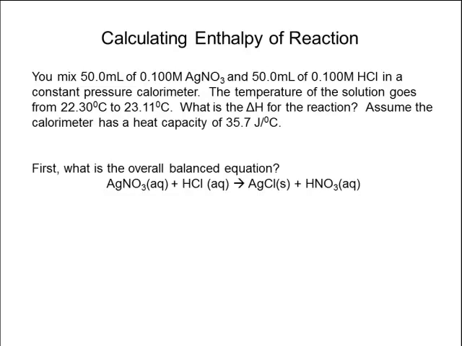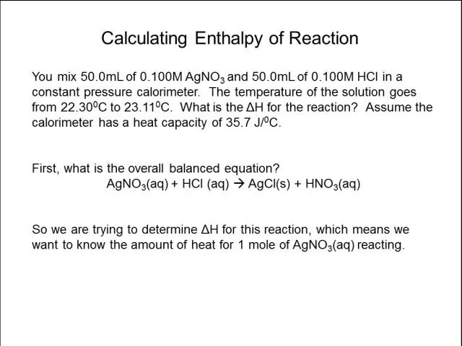All right, so what we're really trying to find is delta H for this specific reaction. Now we have to keep in mind, and we'll come back to this again, we're trying to determine delta H for this reaction. In this reaction, we're dealing with 1 mole of silver nitrate reacting with 1 mole of HCl.